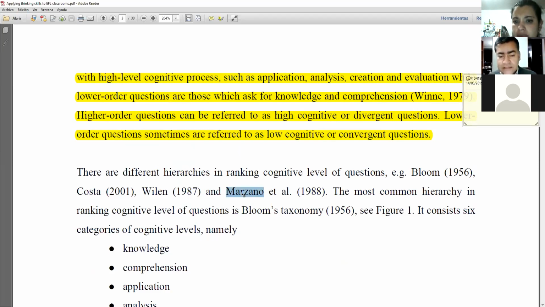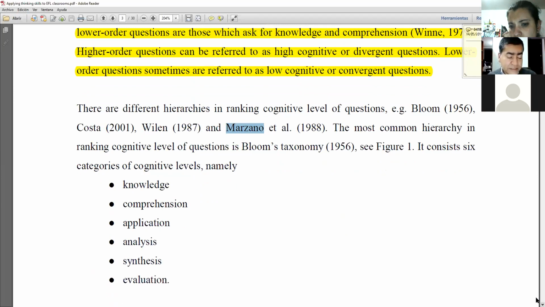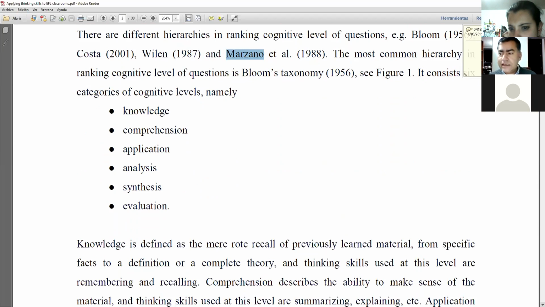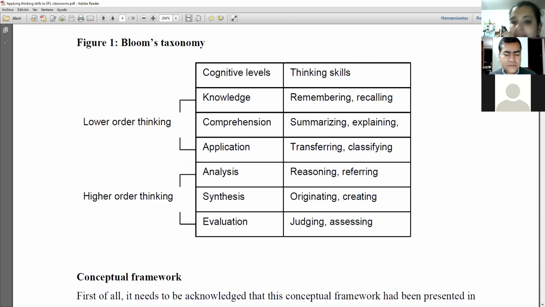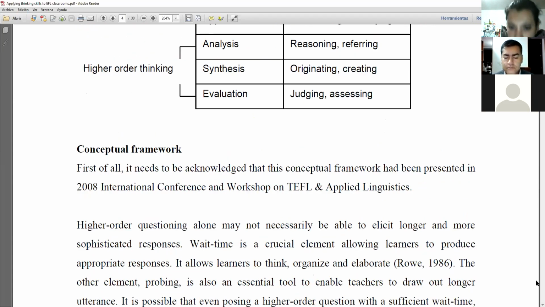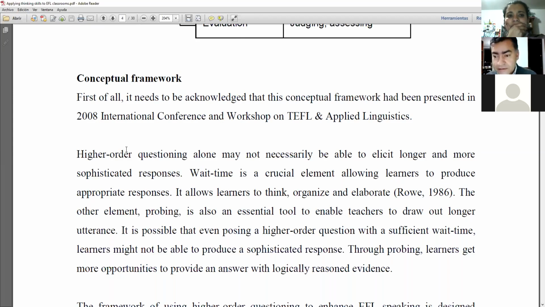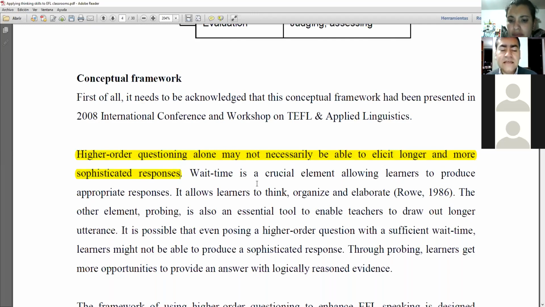And Marzano, for instance, he revised Bloom's taxonomy, and he describes these different levels. Okay, so this could actually help us out identifying that. Exactly. And here's the conceptual framework. What I liked about this is, for example, we're talking about first graders, right? And the way it starts here is nice, because some people believe that because students in first grade don't have the proficiency of a language yet, they cannot be elicited for higher order thinking skills.